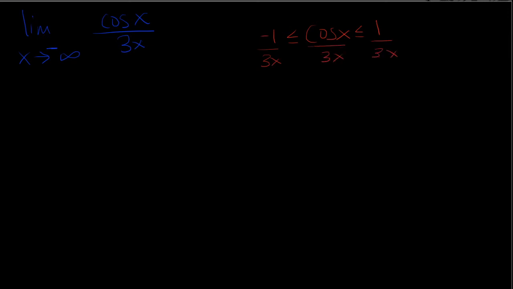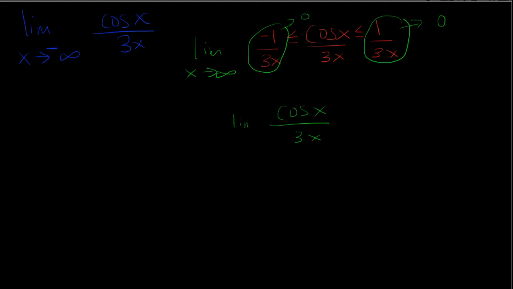And when I take the limit as x approaches infinity for all of these, I know -1 over 3x goes to 0, and 1 over 3x also goes to 0. So cosine over 3x is between two limits that are going to 0. And so the limit of cosine x over 3x as x goes to infinity must be 0. All right, let's move on.